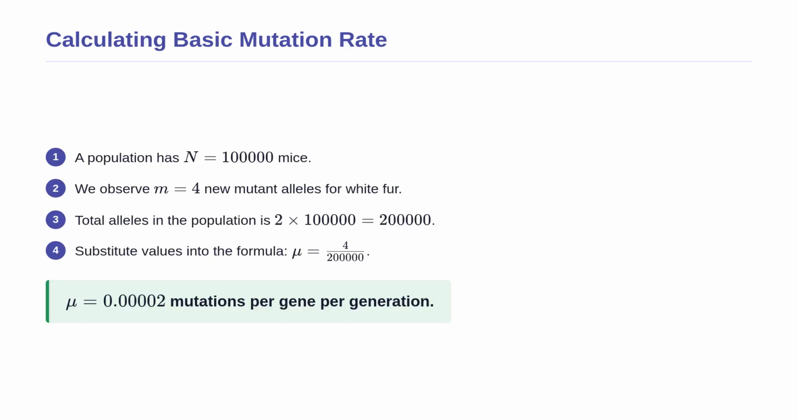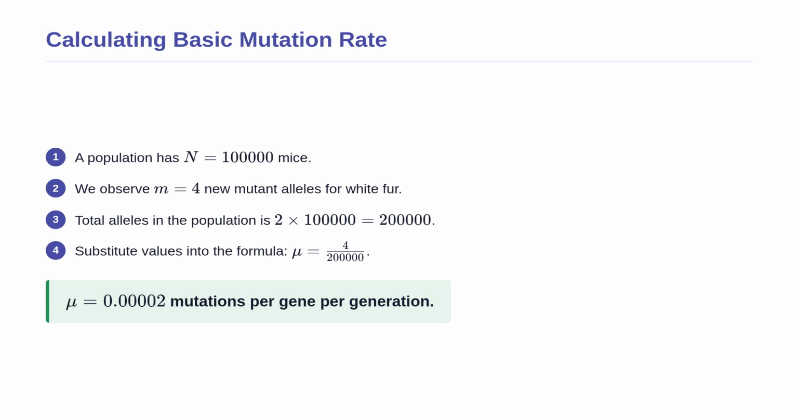Now that we have our formula, let us apply it to a real-world scenario. Imagine a geneticist is studying a large population of exactly 100,000 mice to track a specific gene that controls fur color. In the newest generation, they carefully examine the offspring and discover that 4 mice have a brand new dominant mutation for white fur. Neither parent had this trait, so these are entirely new mutations.